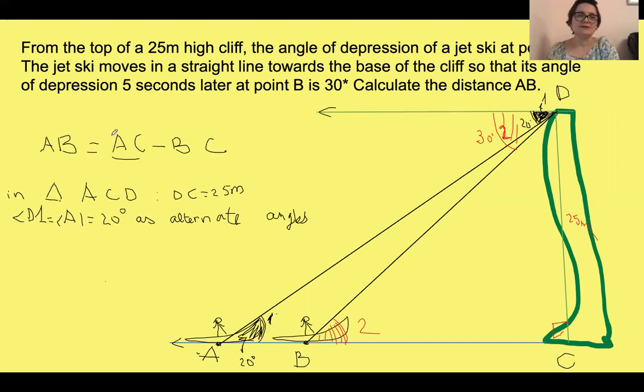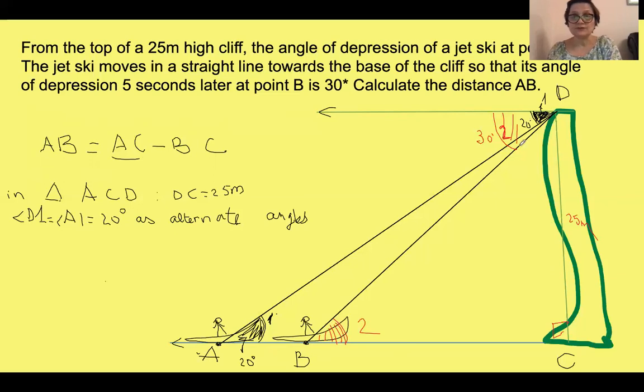Now, what do we have? Let's have a look. Can you see the distance AB? It is the difference of AC. AC is the whole length, all of this. AC, take away BC. All right? So distance AC, all of this one, is part of this triangle, ADC, the big one, or ACD.